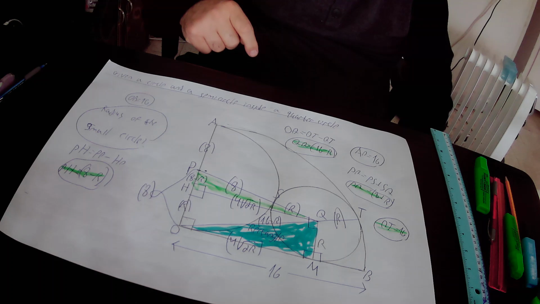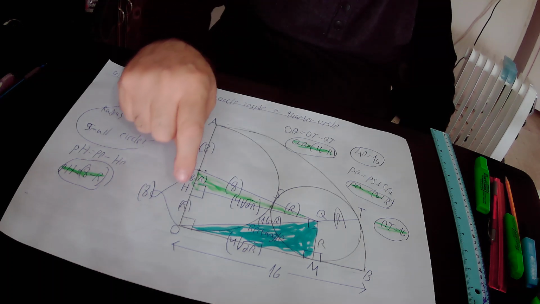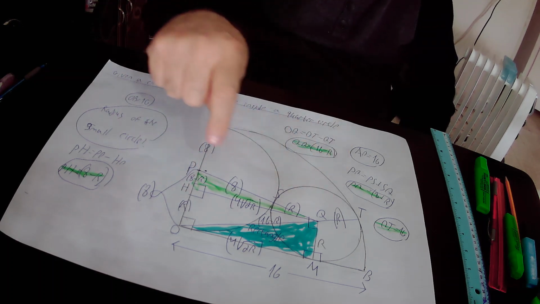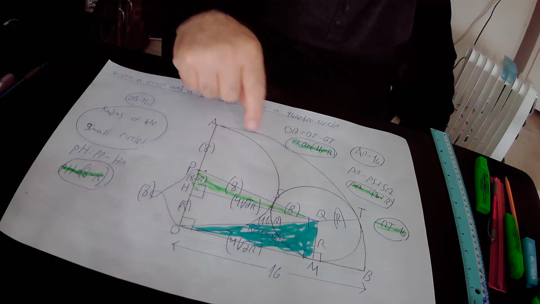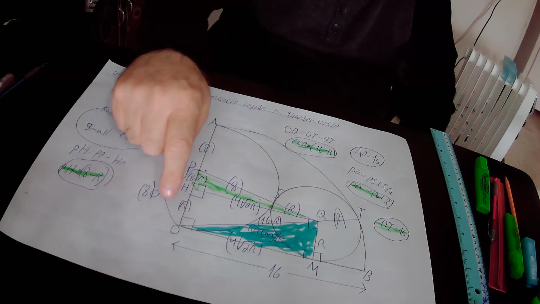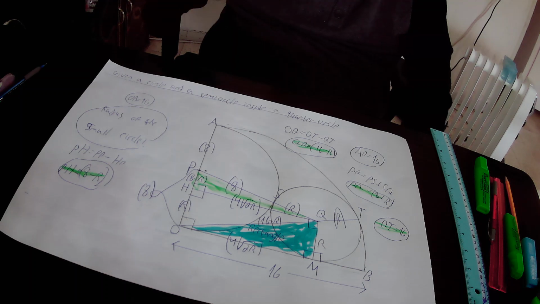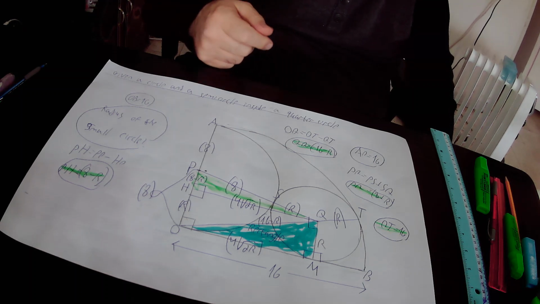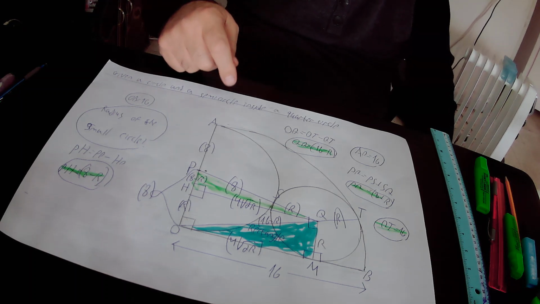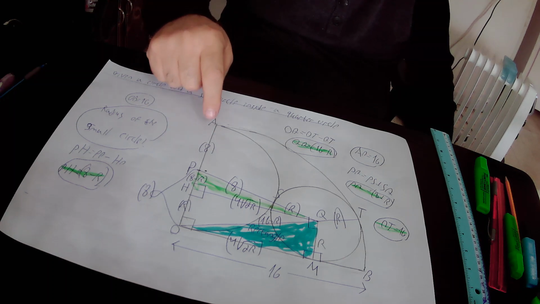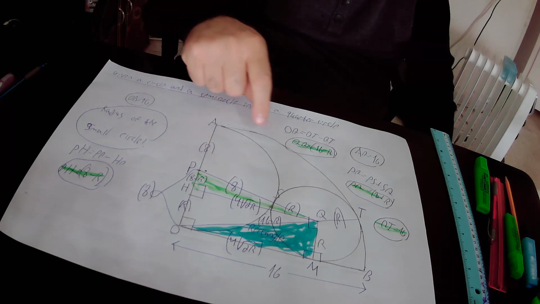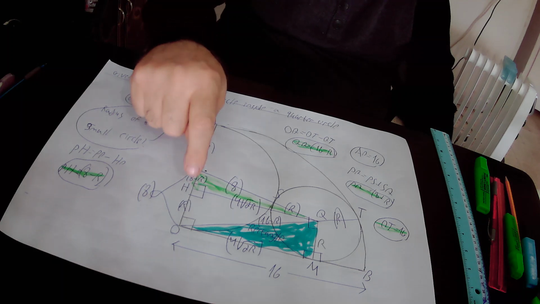And here, the radius AO of the quarter circle is also the diameter of this semicircle. So the diameter of this semicircle AO is 16, and therefore the radius must be equal to half of it. That is to say, the radius must be equal to 16 over 2, that is 8. So the radius AP of this semicircle equals 8, and the radius PO also equals 8.